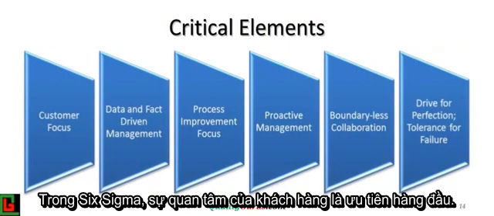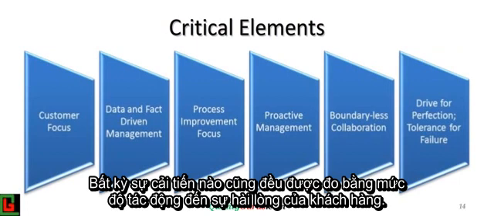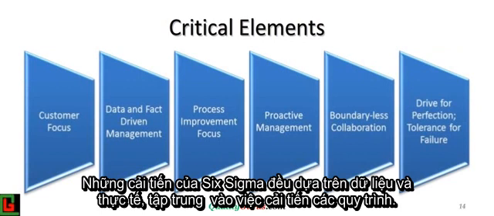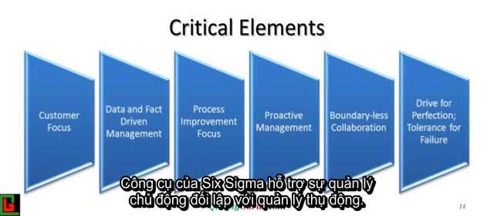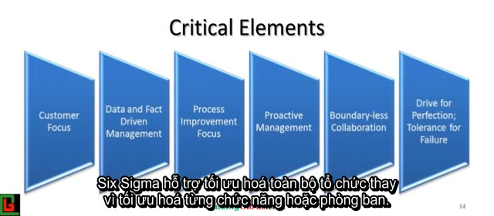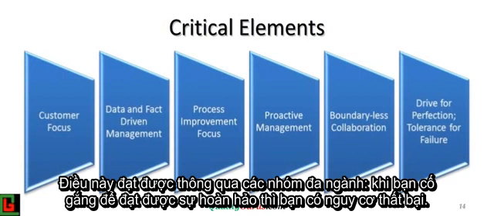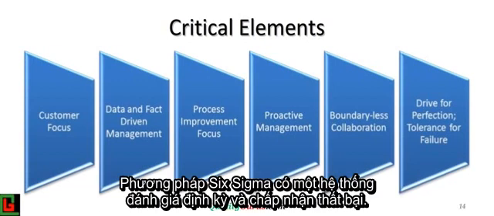In Six Sigma, customer focus is the key priority. Any improvement is measured by its impact on customer satisfaction. Six Sigma improvements are based on facts and data. The focus is on the process improvement. Tools in Six Sigma support proactive management, as against reactive management. Six Sigma supports optimization of the organization as a whole, instead of optimization of departments or functions. This is achieved through multidiscipline teams. When you attempt to achieve perfection, there is a chance that you would risk failure. Six Sigma methodology has a system of periodic reviews and accepting failures.